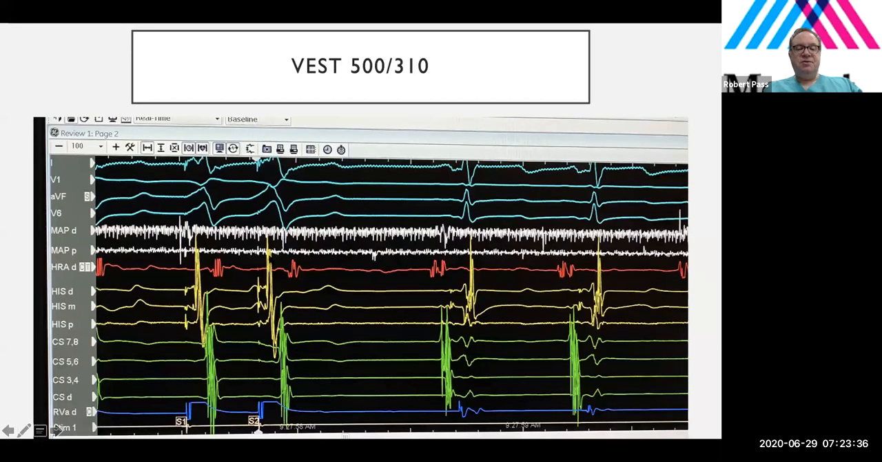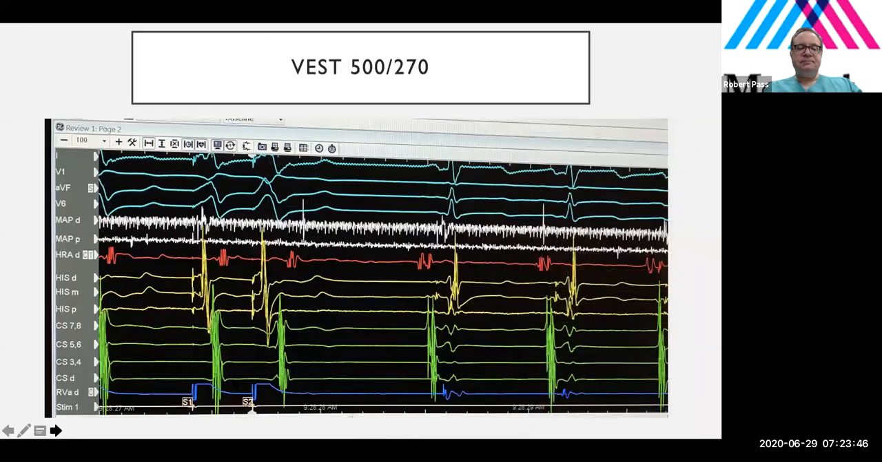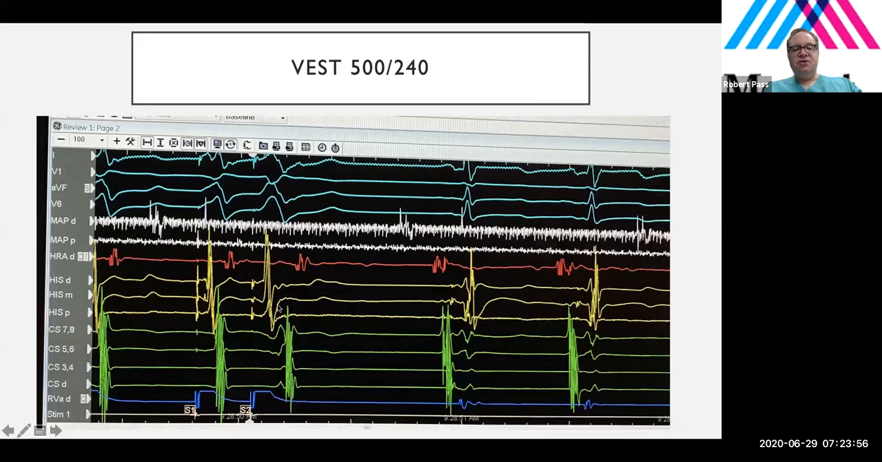500, 310. So we're seeing that this pattern is not really changing very much. And just like the AV node decrements antegrade, it also decrements retrograde. And if you look at this VA interval, they're all smushed together, but they are subtly wider apart than they are on the drivetrain. Here we are at 240.